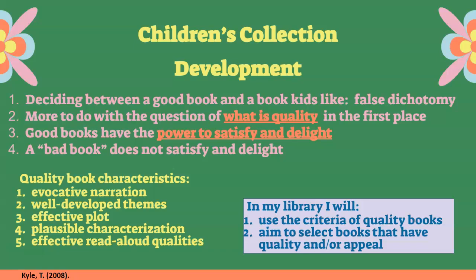So taking all this information into my library, I will use the criteria of quality books to make informed decisions, and I aim to select books that have quality and/or appeal, at least one of the characteristics, but if I have both of them, then that is amazing.